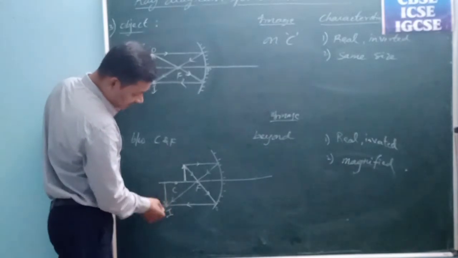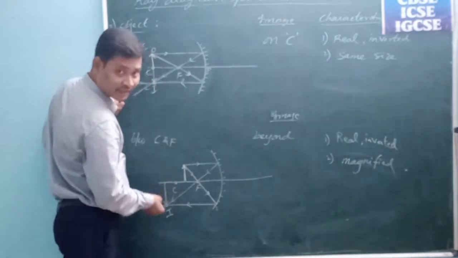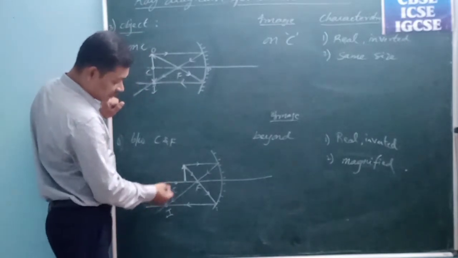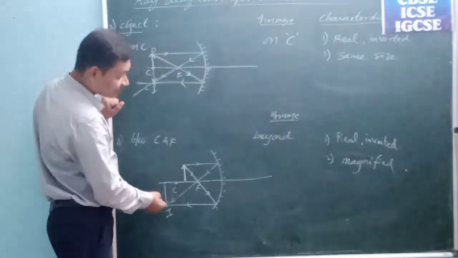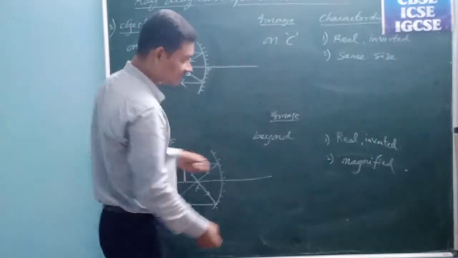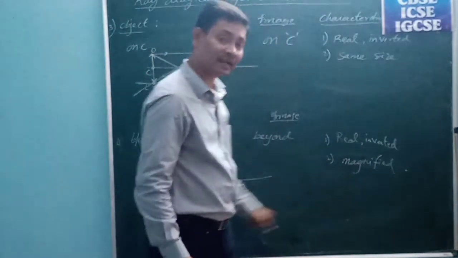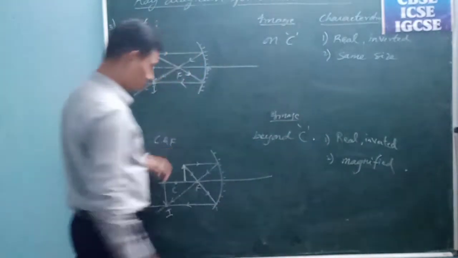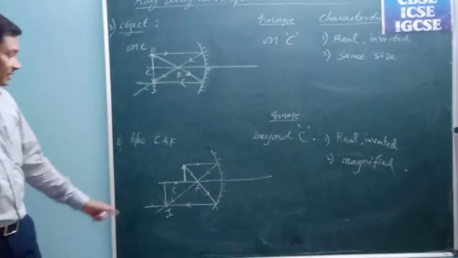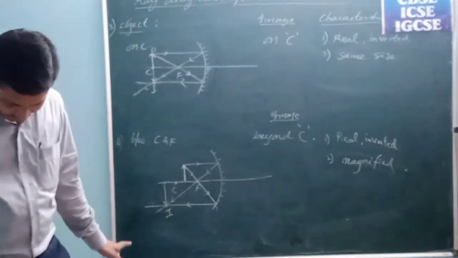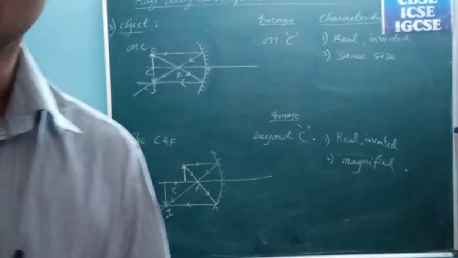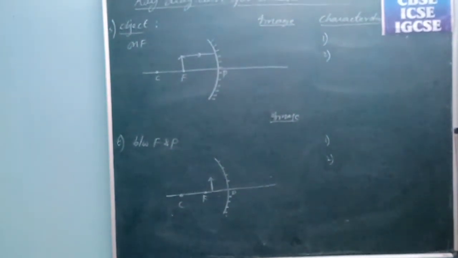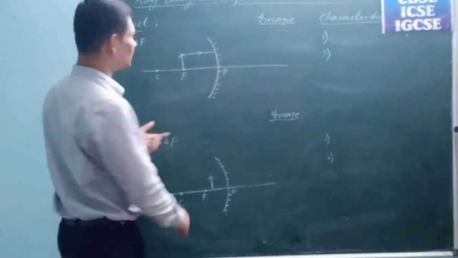In this case, the image is somewhat bigger. We get an image here on the screen after C, that is, beyond C. So here again we have got an inverted image, and it is real and magnified, and the position of the image is beyond C. These are the next two. So two more. Okay, the last two ray diagrams for the concave mirror.